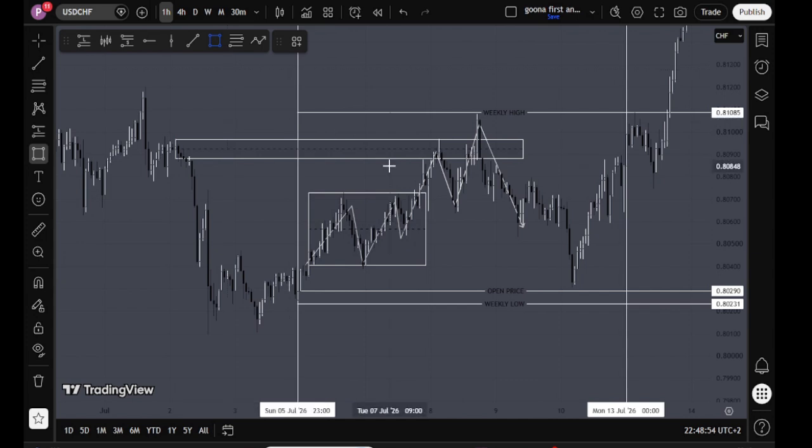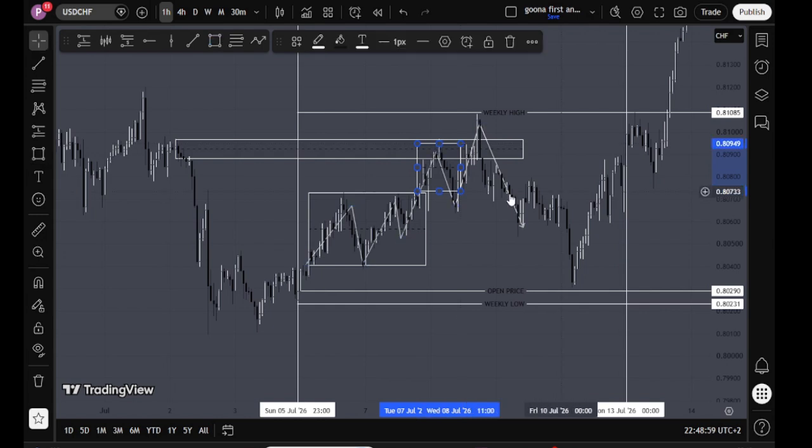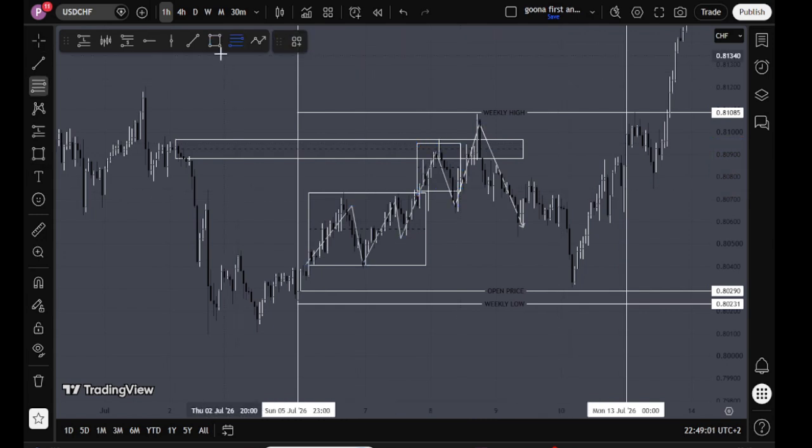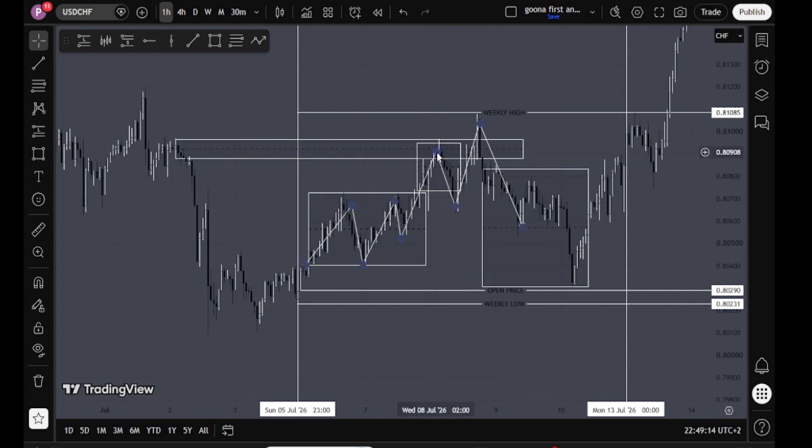Then the manipulation happened on a Wednesday here, and you see power of 3, accumulation, manipulation, distribution. So if this was an actual setup, you'd have entered right here using this order block, entered here, stop loss right above here, then targeting this swing low of the Monday, low of a Monday.